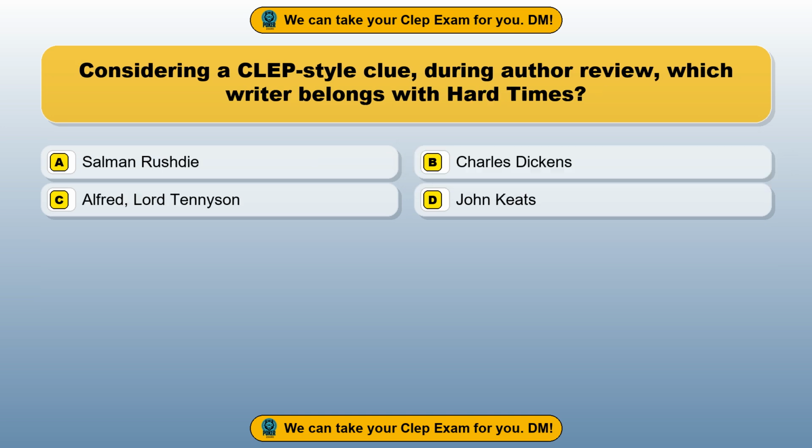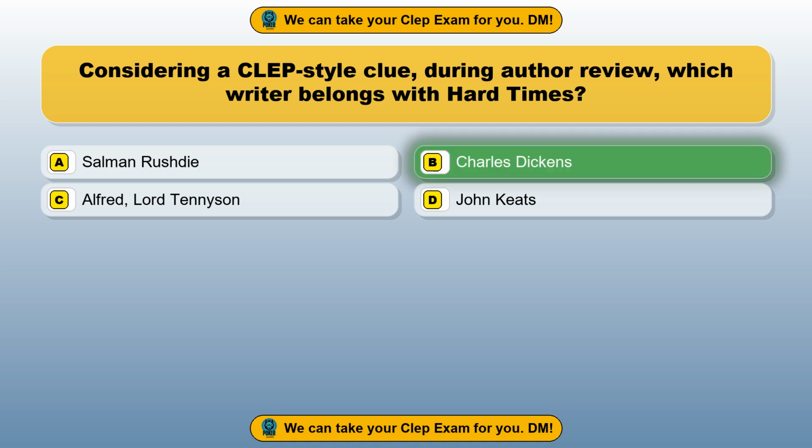Question 72. Considering a CLEP-style clue during author review, which writer belongs with Hard Times? Option A, Salman Rushdie. Option B, Charles Dickens. Option C, Alfred, Lord Tennyson. Option D, John Keats. The correct answer is option B.